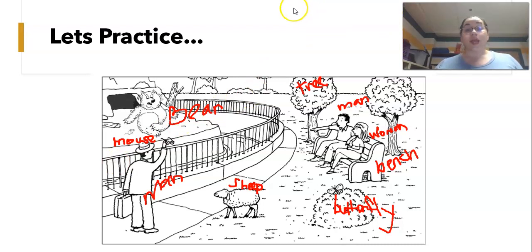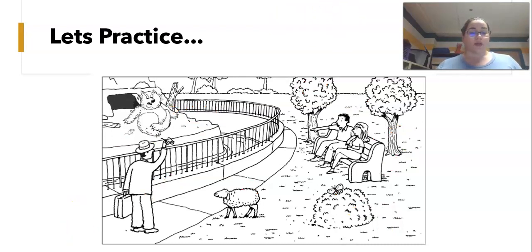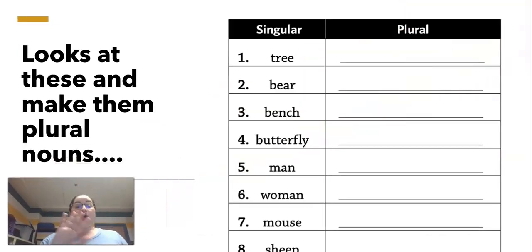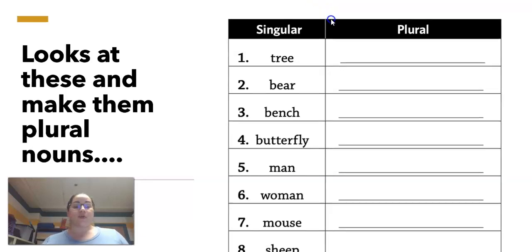So now let me go into this thing doesn't let me. Okay, right there. So now we're going to go into the next slide, and that's when we're going to make all the singular nouns that we identify right now plural. We're going to see how it changes when you add that S, or when you just simply have a Y at the end, or if it's an irregular noun.